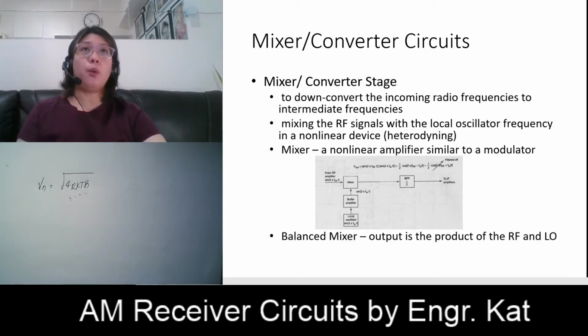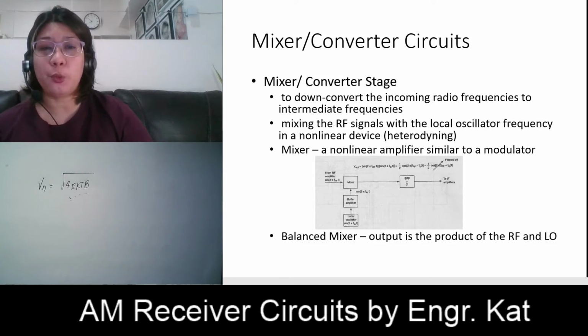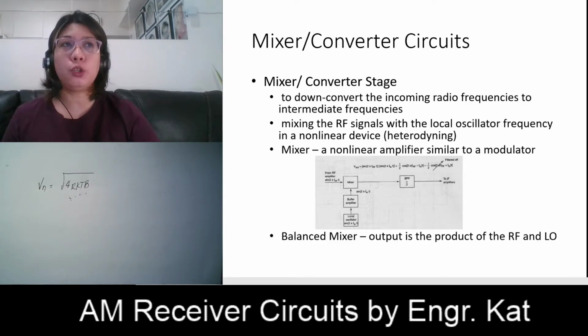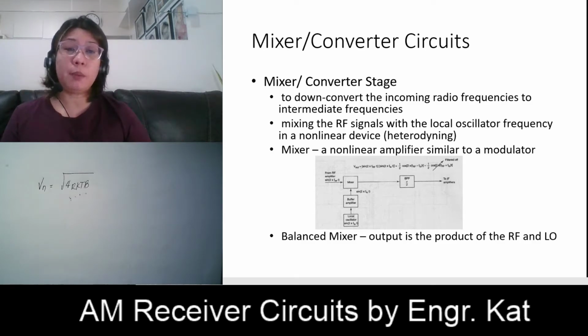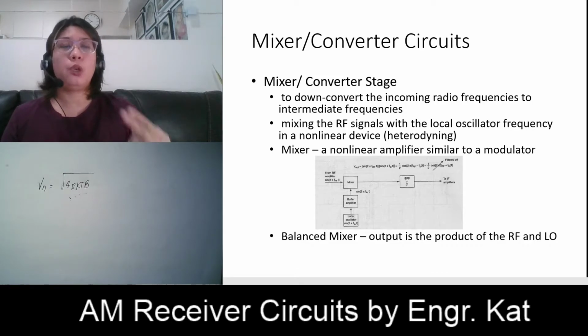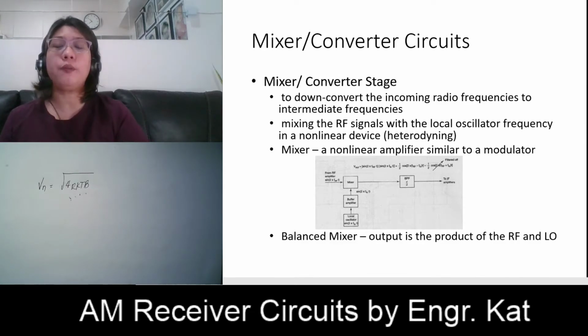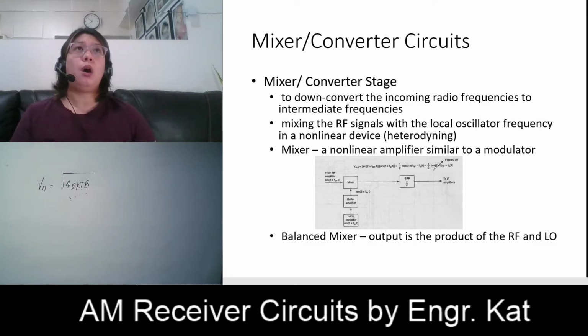Our mixer is a nonlinear amplifier which is similar to a modulator. The only difference is that our modulator is up converting our frequency while our mixer is down converting. If you can still remember your modulator, it has two inputs, your information signal and your carrier signal. In our mixer, in this case, we also have two inputs: our RF signal coming from the antenna and our signal coming from our local oscillator.